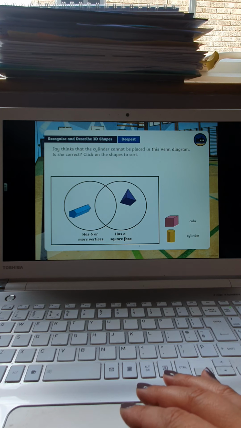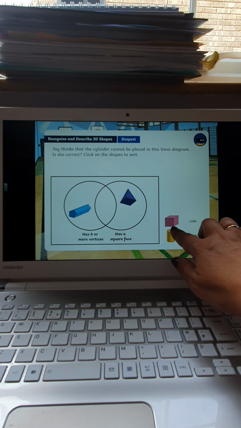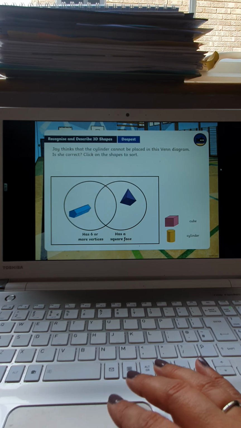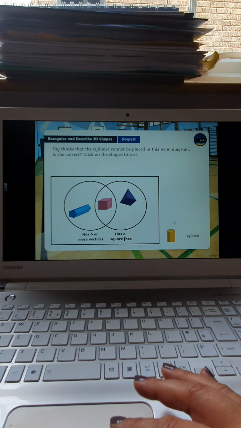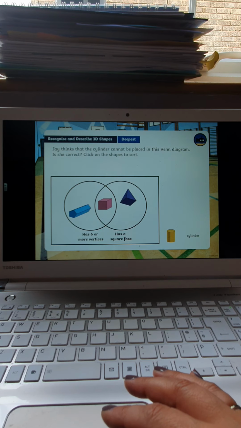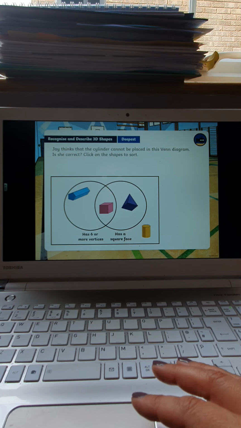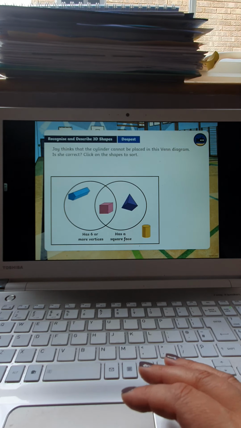The cube has got square faces, and it's got 1, 2, 3, 4 vertices at this side, another 4 over there, so it's got 8 vertices. So it goes in the middle because it has also got square faces. And the cylinder has got no vertices and no square faces, so that goes there. It's still part of the Venn diagram, but it doesn't go in either of the circles.